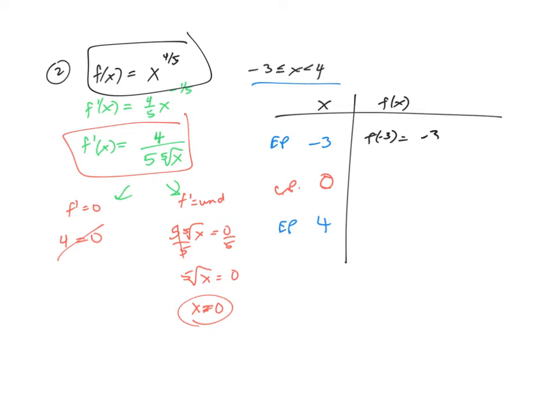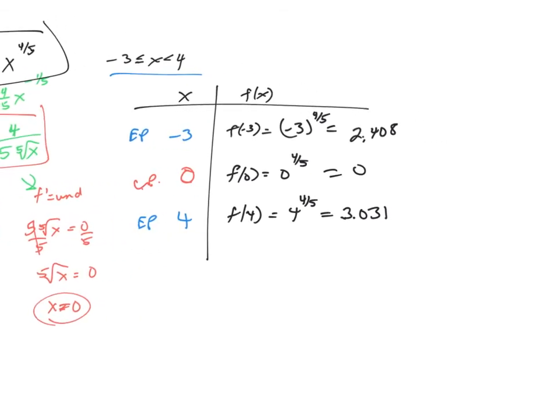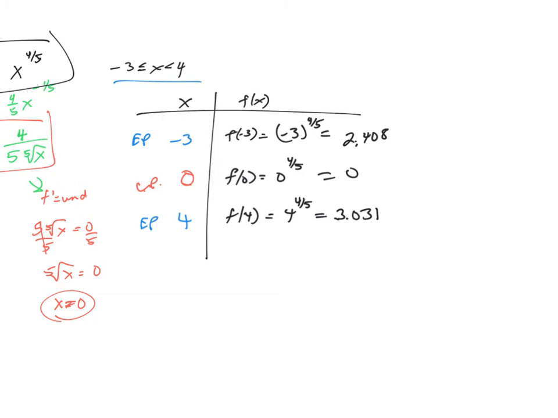We want y values to compare. So f of -3 is -3 to the 4/5 power, f of 0, I know that's 0. The others I'm going to plug into my calculator to get some y values. Okay, and then my question to you is, what are the answers? So we were trying to find the absolute extrema. So we're looking at highest and lowest. So it looks like 0 is my lowest. I'm just comparing those 3 y values that I have. And 0 is my lowest, so I'm going to say that's the absolute minimum. And 3.031 is my highest, so that's the absolute maximum.